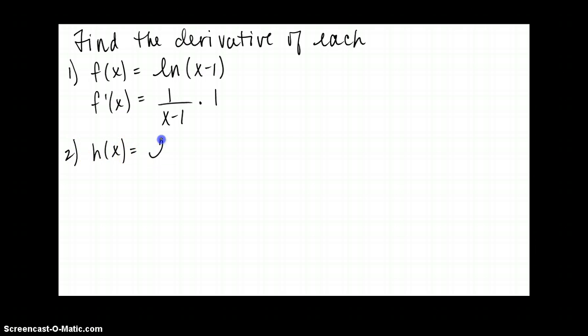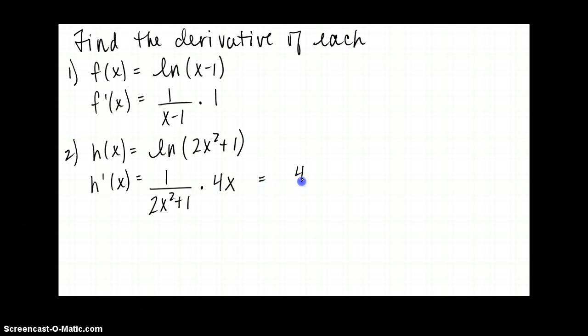h of x is the natural log of 2x squared plus 1. So the derivative, work from the outside in, it would be like the process we talked about with the chain rule. 1 over the expression times the derivative of the expression. So we can write that as a single fraction.